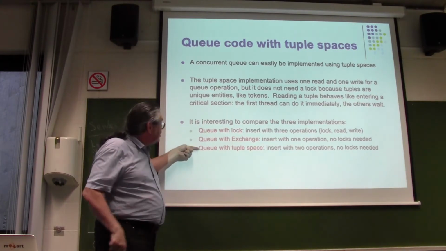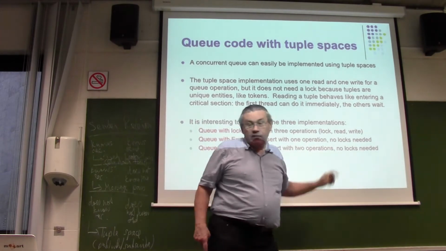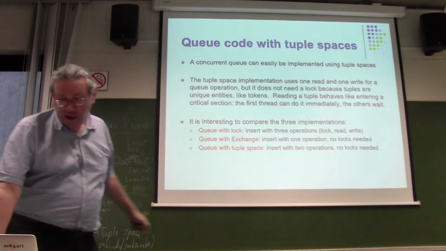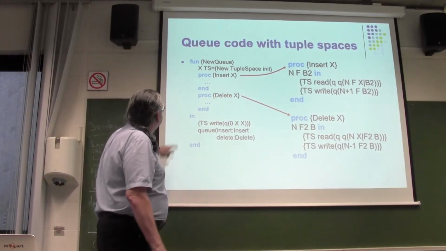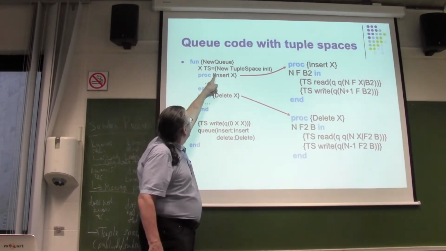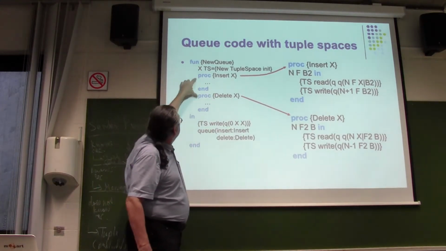Okay? And finally, the tuple space, you will do a read and a write, but you do not need a lock. Okay? So let me show you the code for this. So here's the new queue. I create a tuple space, and I have insert and delete.